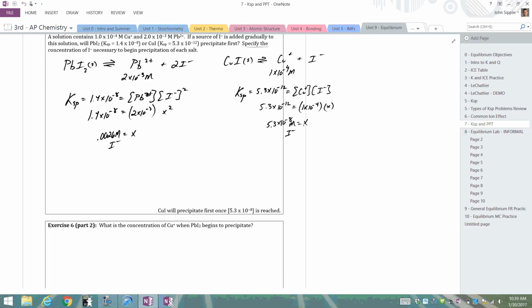Why wouldn't it be twice, in parentheses squared, instead of just x squared for the lead iodide? Good question. Did I do that right? Oh, because there's no change. You just need to know what the concentration of the iodide will be in solution at that moment. So we just have to solve for that particular value.